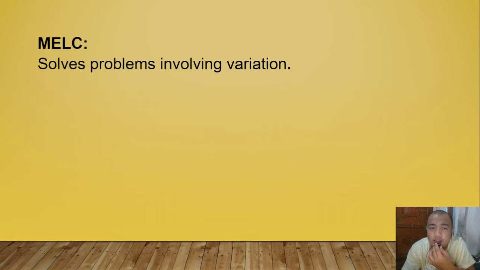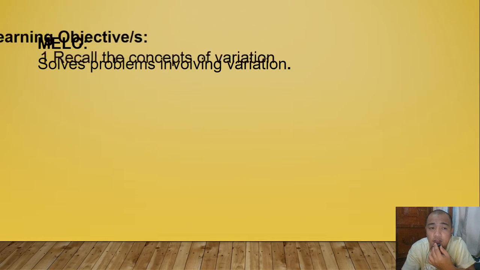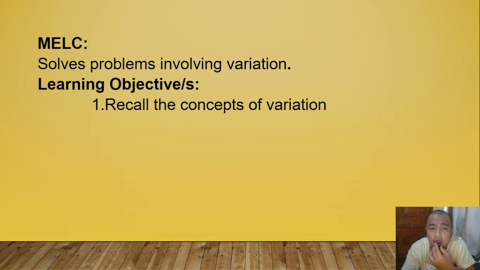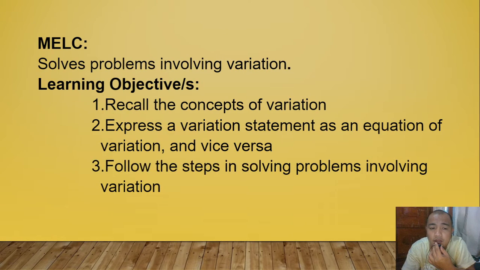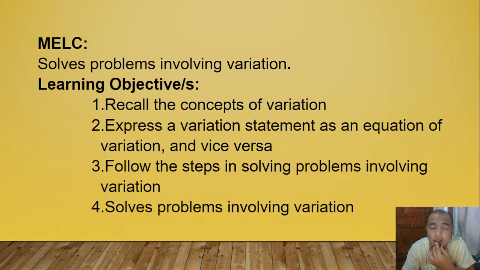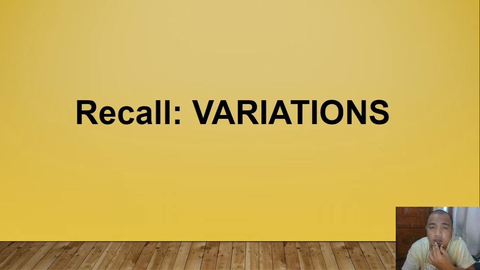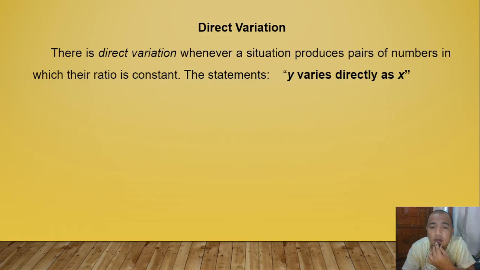So the MELC for this topic: solves problems involving variation. I have here the learning objectives. Number 1, recall the concepts of variation. Number 2, express a variation statement as an equation of variation and vice versa. Number 3, follow the steps in solving problems involving variation. And number 4, solve problems involving variation. Let us first have a recall on the different types of variation.